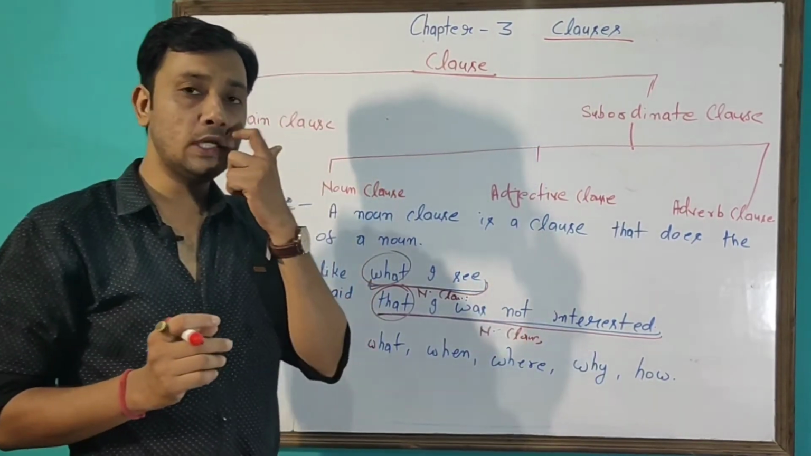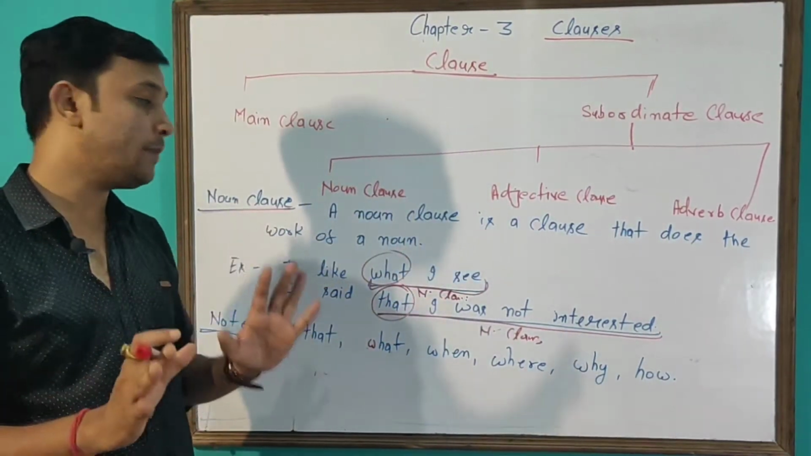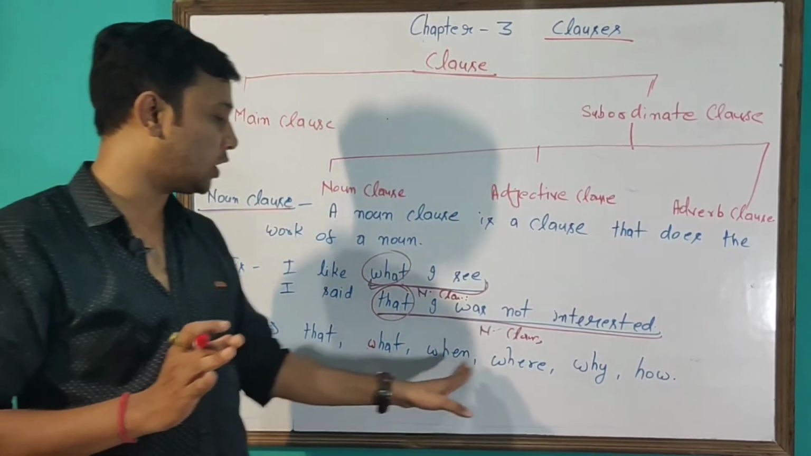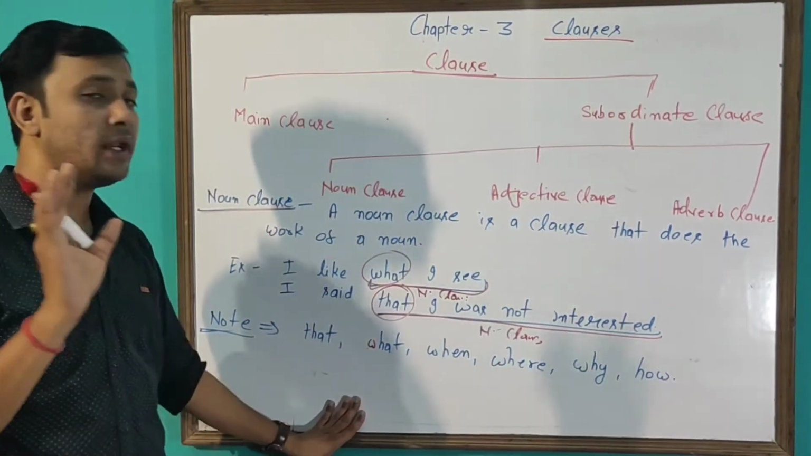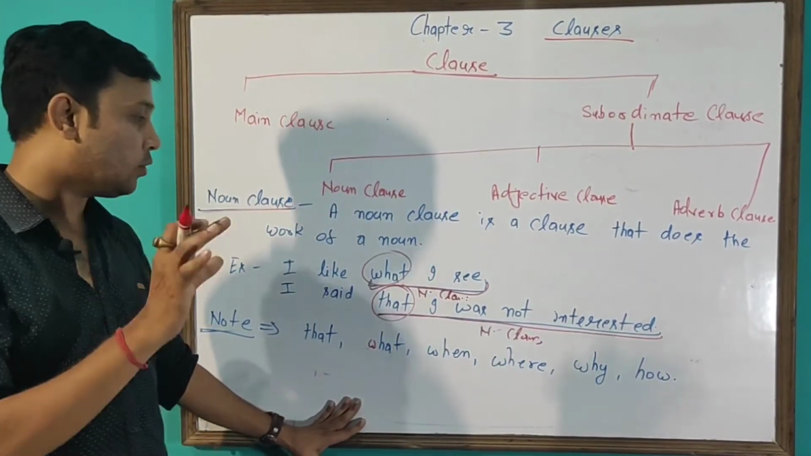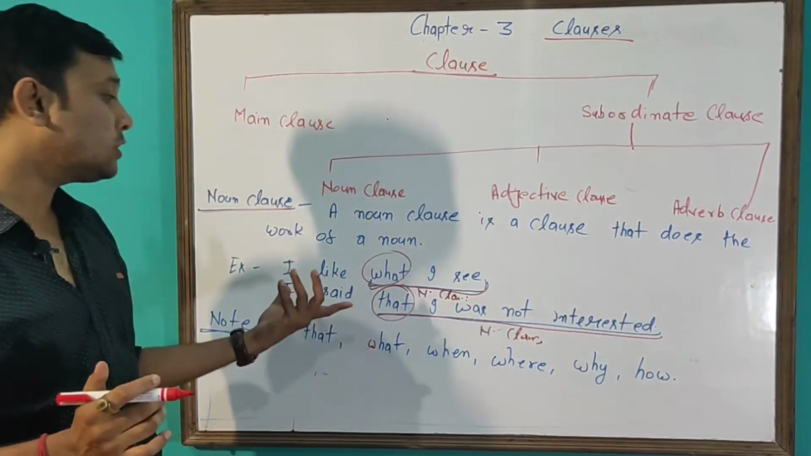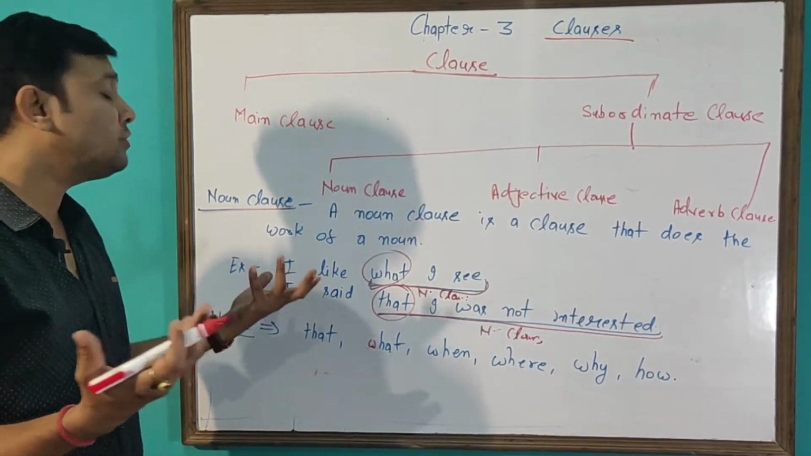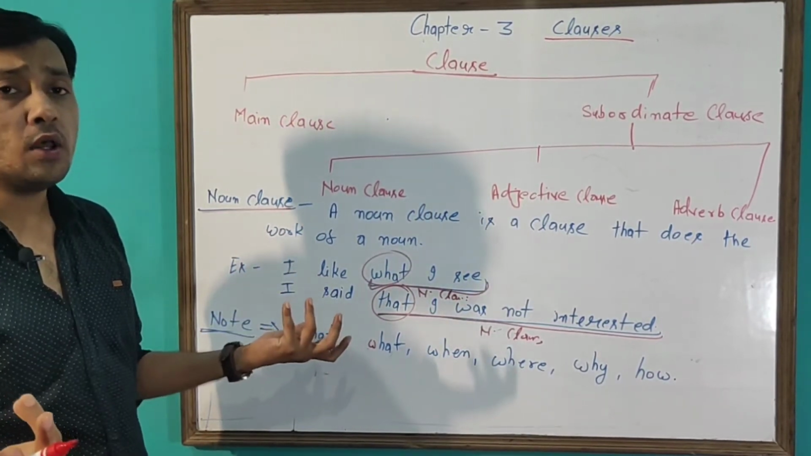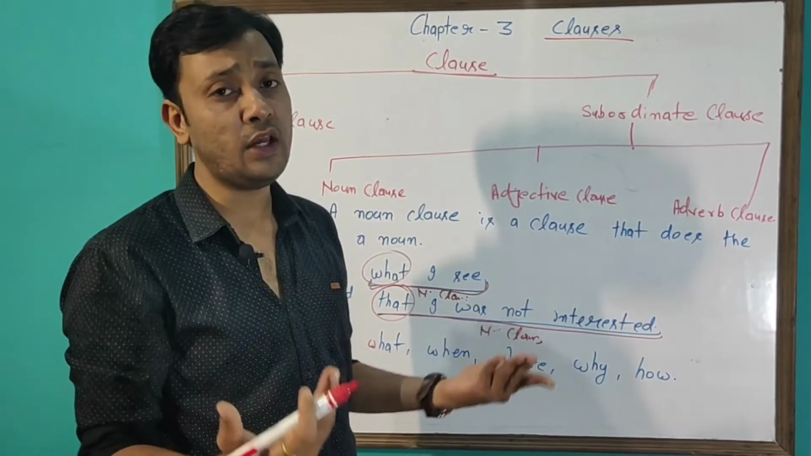If there is a noun clause in the sentence, 99% of the time it will start with that, what, when, where, why and how. With the help of these words you can identify that a particular group of words in the sentence is a noun clause. How to identify a noun clause? A noun clause means a clause which does the work of a noun. Now what is a noun? A noun means a thing that can be seen, felt and touched.